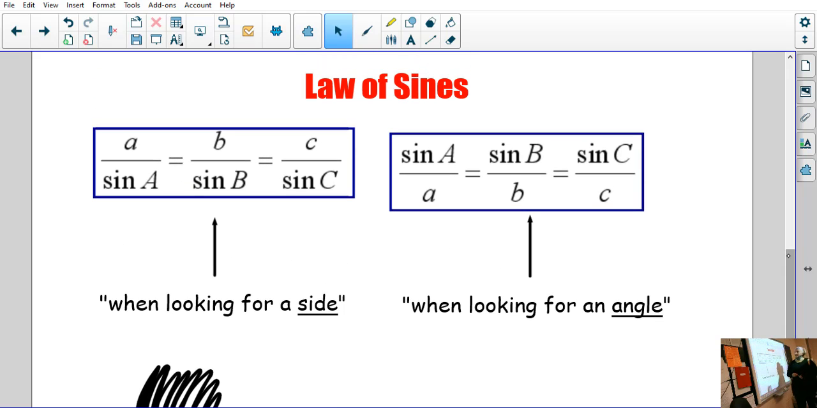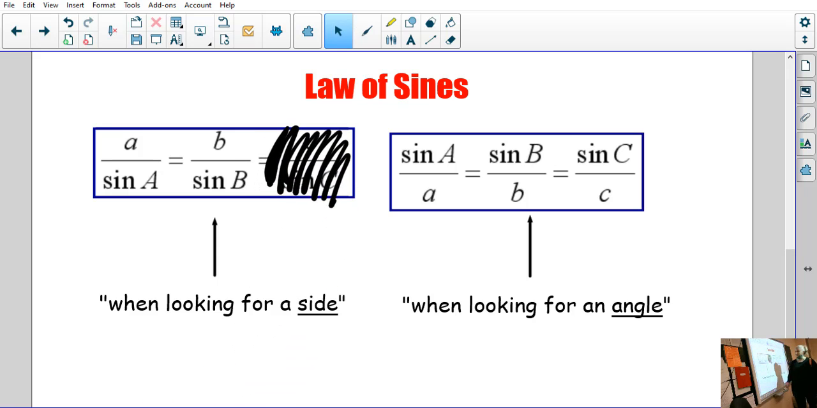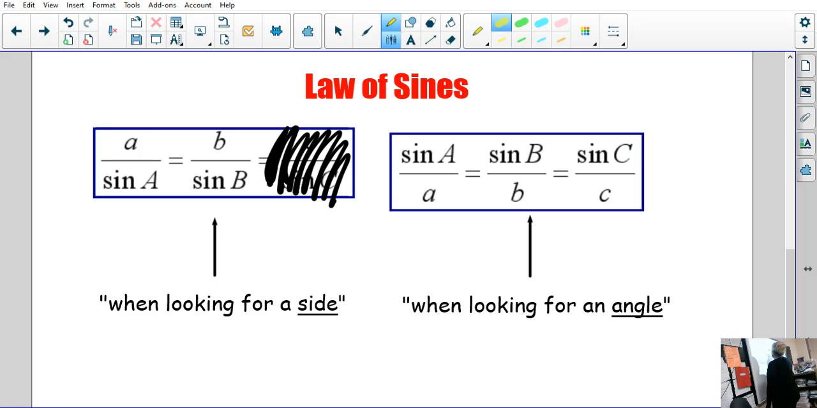Now you only ever need to use 2 of these parts at a time. So it might be a situation like this, where you're looking for side A, and you know angle A, you know side B, and you know angle B. When you have an equation, you can only have one unknown. So one equation, one unknown, we can solve for that equation. Okay, I'll get you to copy down this for an example.